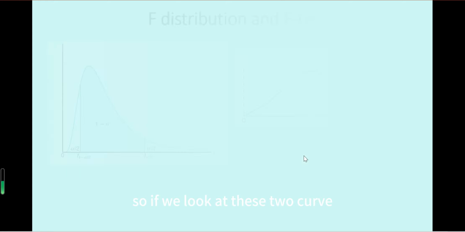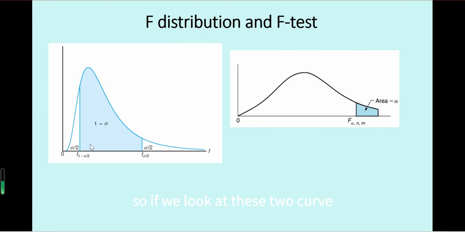If we look at these two curves, both have the F-distribution. So this is the critical value, we say F alpha n, m. Why do we call this alpha? Because this critical value will leave the area to the right equal to alpha under this probability density curve. And the same for this one. And this is for the two sides. So here is half alpha and here is also half alpha.